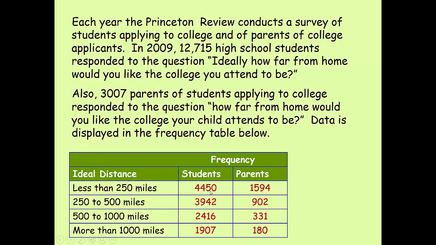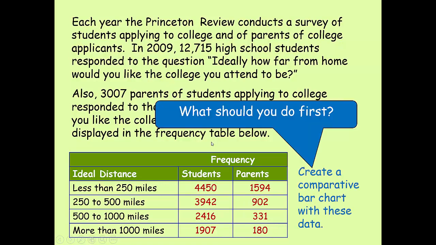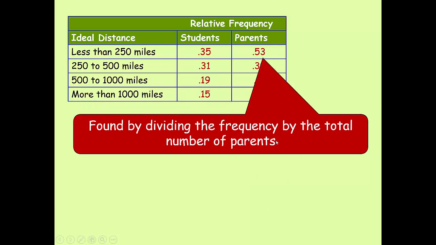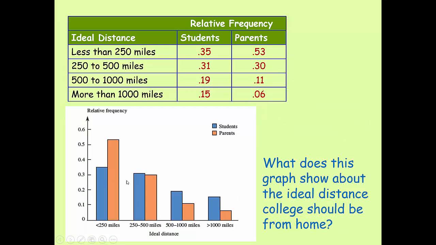So if I graphed these, they're going to be quite different, right? Because I'm looking at counts here and the sample sizes are so different. So what I want to do is I want to change all of these. So every one of these I want to change into a relative frequency. So I take the frequencies by the total number of students. I take the frequency by the total number of parents. And now I can graph my comparative bar chart. So you can see the comparison that certainly it looks like parents want their kids to live closer to home. I'm sure that has to do with money, not that they really want them close to home, right?